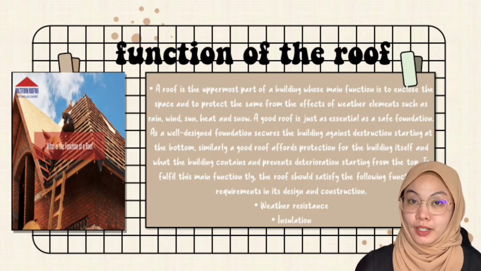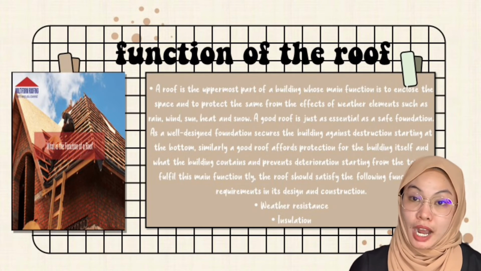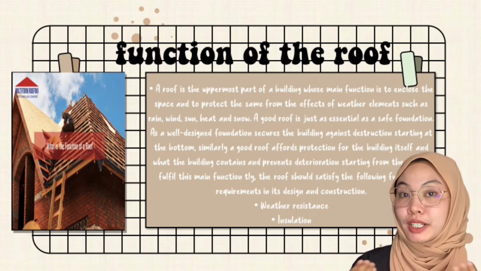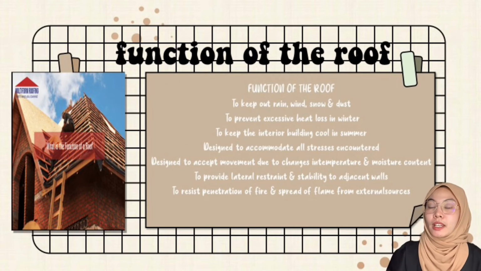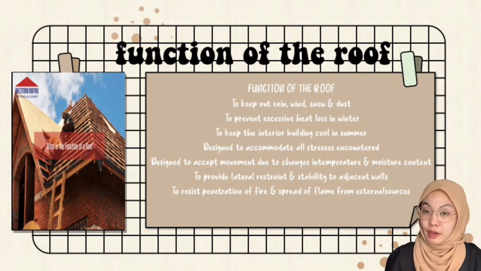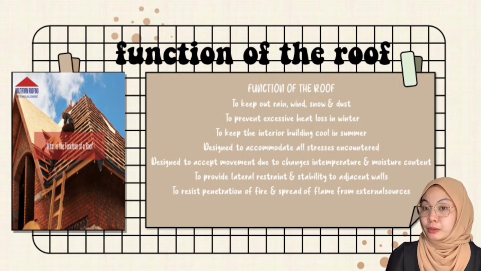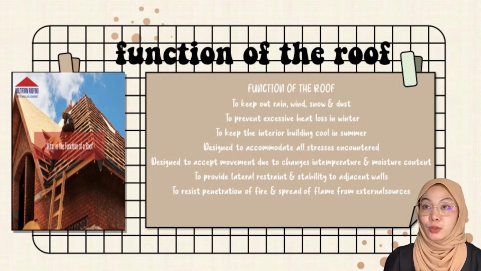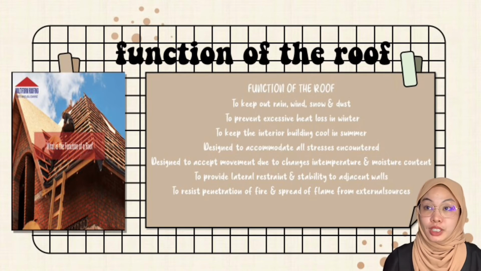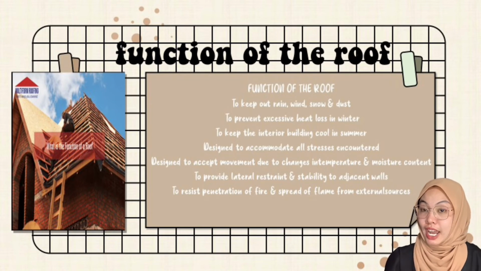What is a roof? A roof is the uppermost portion of the building which protects the building from the rain, wind, and sun. Functions of the roof. First, to keep out rain, wind, snow, and dew. Second, to prevent excessive heat loss in winter. Third, to keep the interior of the building cool in summer. And last, designed to accommodate all stresses encountered.